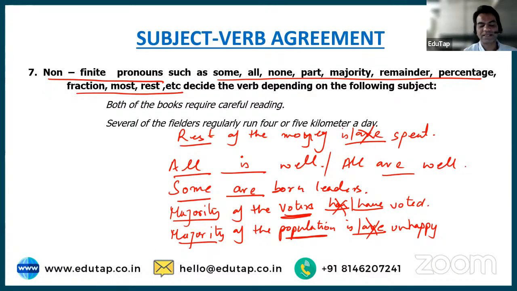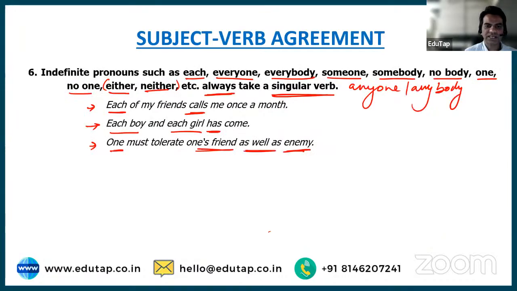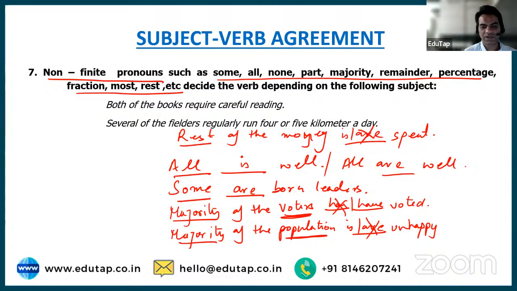Why am I telling this to you? Because in the previous rule, I taught you, if you ever see those words, which words? Each, everyone, everybody, someone, somebody, no one, nobody, anyone, anybody, one, any, every, either, neither. The verb will always be singular. And in this rule, if you see any of these words at the beginning of a sentence, don't look at these words. Look at the next noun or look at the context. If the next noun is singular, the verb will be singular. If the next noun is plural, the verb will be plural.